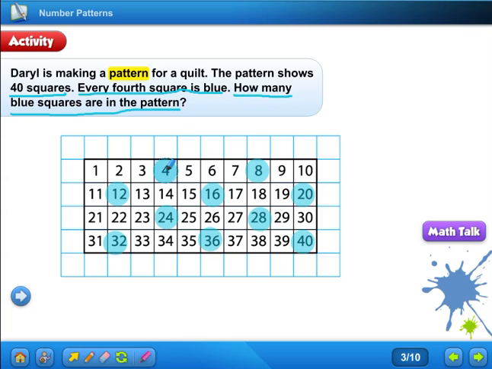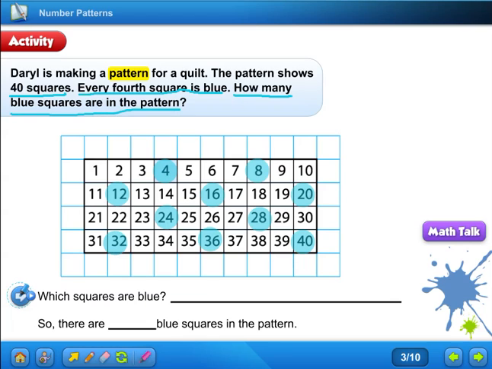I bet if you sang your Fours song, you could have gotten that. Or your Fours chant, should I say. You could have gotten that. So let's answer the question. Which squares are blue?